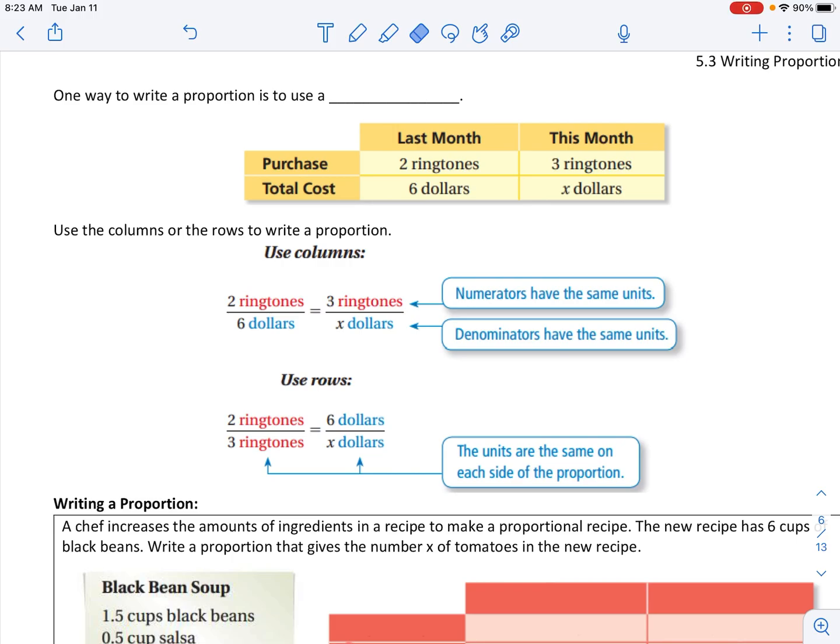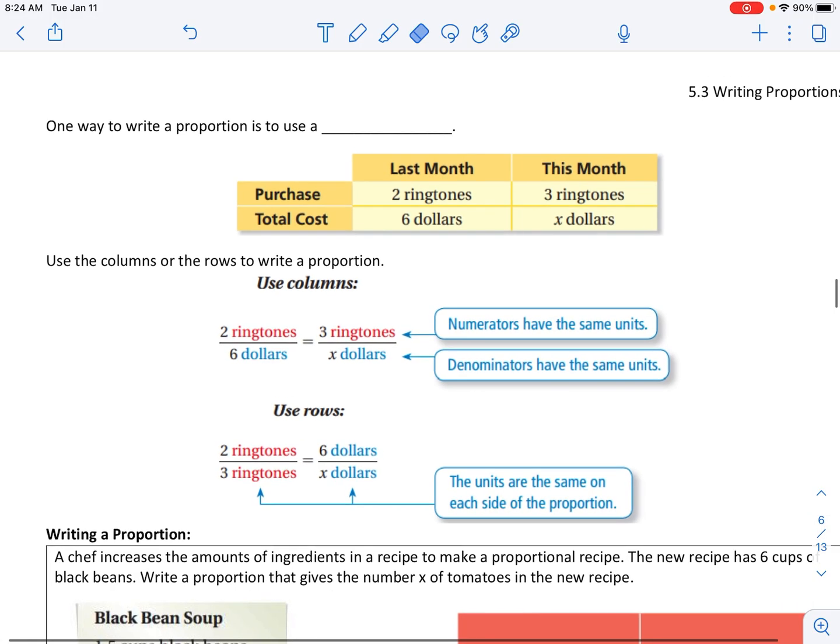Okay, so today we are moving on to 5.3 writing proportions. So we are skipping the 5.2 extension. We'll come back to it. So make sure you're on 5.3 writing proportions, which is this page.